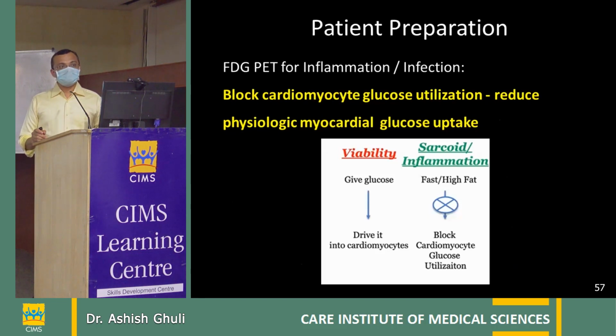In viability imaging, we use glucose and insulin to push glucose into the myocardium. But in this case we have to block the use of glucose by the myocardium, basically to reduce the physiological myocardial glucose uptake. This is done by preparing the patient with a high-fat, low-carbohydrate diet at least 24 hours before the study. For these 24 hours, the patient should not consume more than 3 grams of carbohydrate, and should consume more than 35 grams of fat.